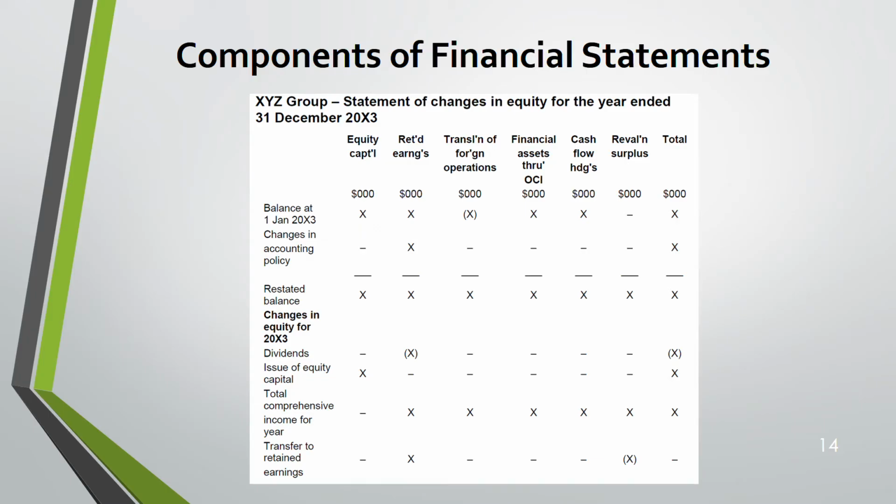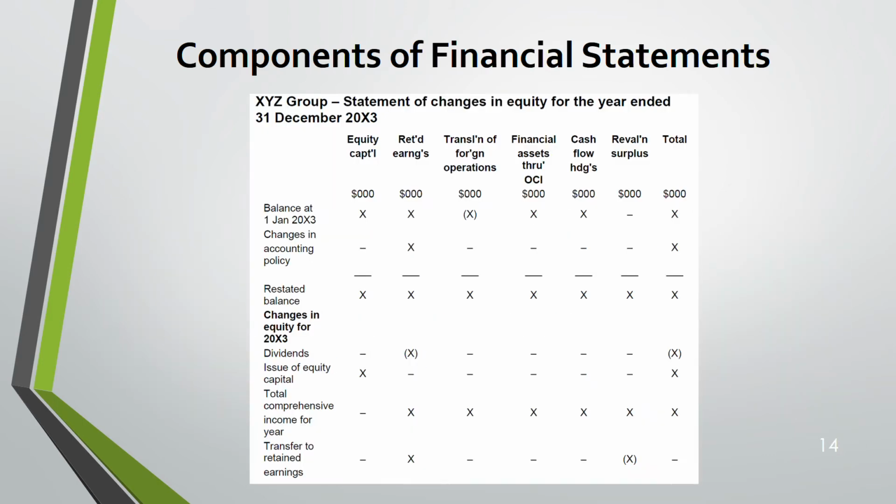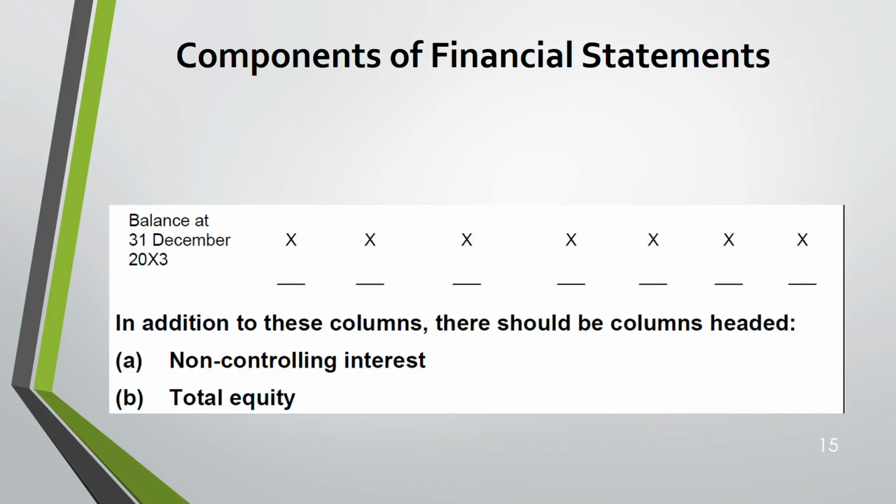So anything regarding dividend, anything regarding share issue will come to statement of changes in equity. But this is a rare statement that comes. After that, this is the continuation, the next slide. After the transfer to retained earnings comes the closing balance. Now, in addition to this column, there should be two more columns. One is for NCI, one is total equity. What goes to the NCI? That also has to be there, but it is not included in this.